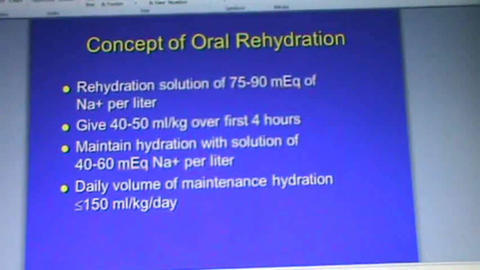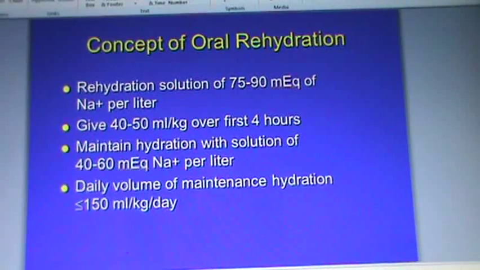Concept of oral rehydration: rehydration solution of 75 to 90 milliequivalents of sodium per liter. Give 40 to 50 milliliters per kilogram over the first 4 hours. Then you maintain hydration with solution of 40 to 60 milliequivalents of sodium per liter, and a daily volume of maintenance hydration is less than 150 milliliters per kilogram per day.